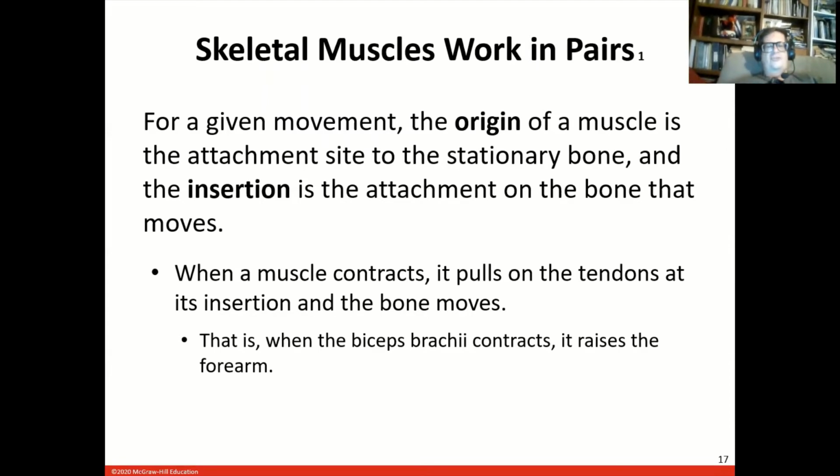When a muscle contracts, it pulls on tendons at its insertion, and the bone moves. That is, when the biceps brachii contracts, it raises the forearm. Here, let's do the thing. When the biceps contracts, it raises the forearm. All right, moving on.